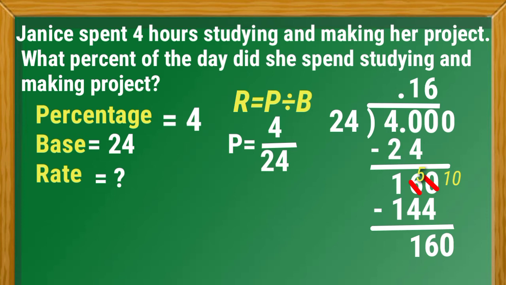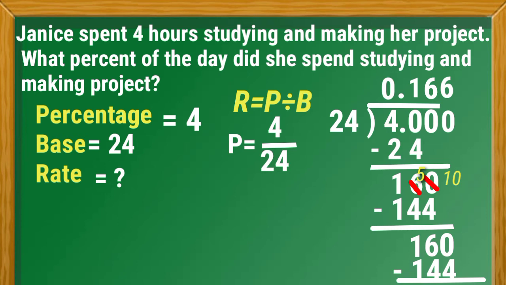So 160 divided by 24, that is 6. 6 times 24, that is 144. And then we are going to subtract, that is, again, 16. So 160 minus 144 is 16. As you can see, our remainder here is repeating. So in this case, we need to stop. So the answer is 0.1666 and so on and so forth.